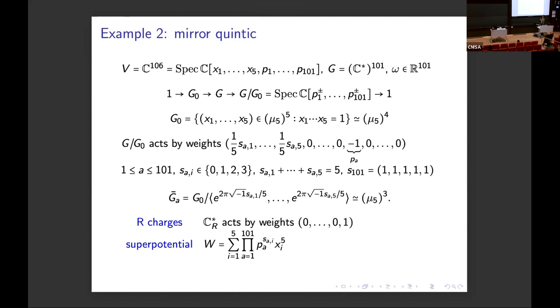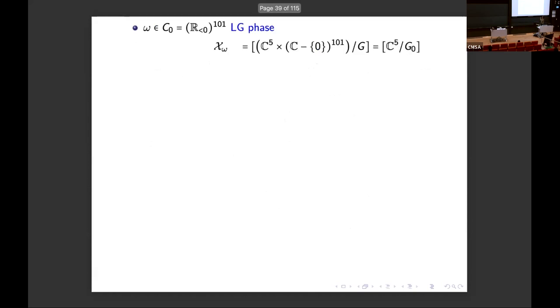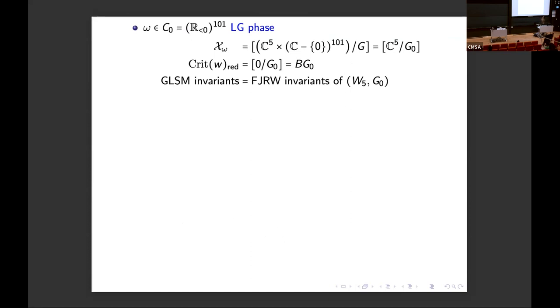So let's look at the Landau-Ginzburg phase. Remember in the quintic case, there's only one P, and the stability condition is P is not equal to zero. Now the Landau-Ginzburg phase is when we choose all the components of omega to be negative, and then none of the P_i can be zero. Then we can use the gauge group to scale all the P_i to one, and we are left with a finite group, of order 622. So the critical point is a Fermat point at the origin, with a bigger group. And in this phase, the GLSM invariants are FJRW invariants of W5, but with this bigger group.